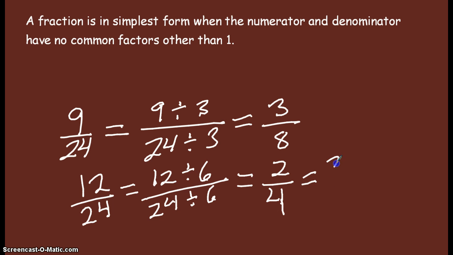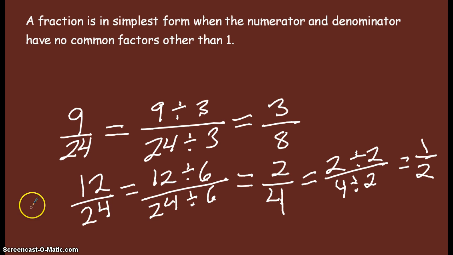So I can go and say 2 divided by 2 and 4 divided by 2. 2 divided by 2 is 1, and 4 divided by 2 is 2. So the simplest form for the fraction 12 over 24 would be 1/2.